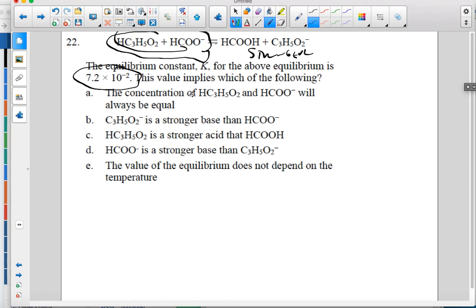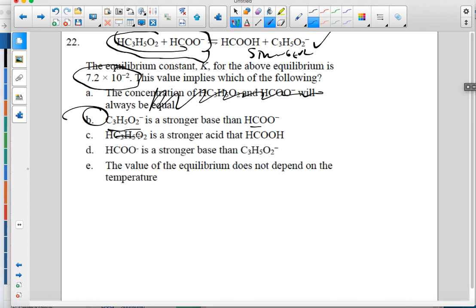So let's see. Concentration of HC3H5O2 and HCO will always be equal. No, that's not true. C3H5O2 is a stronger base. True, because it's on that side. Boom. There you go. 22 is B.